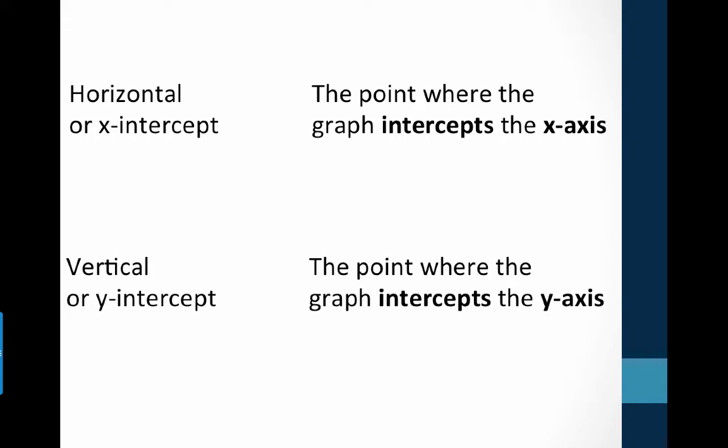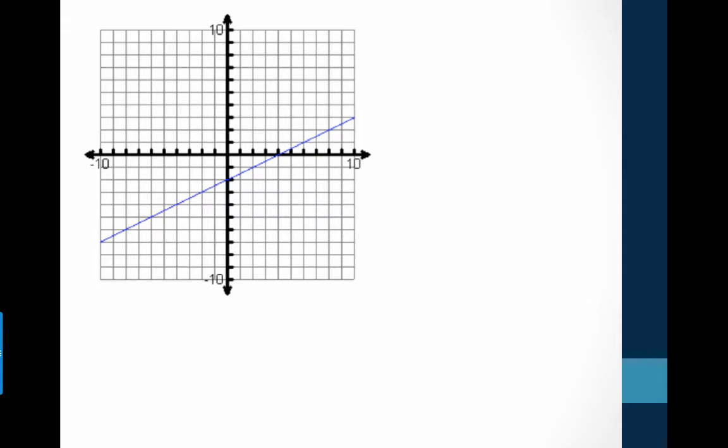In this section, we are going to talk about x and y intercepts, also called the horizontal and vertical intercepts. The horizontal or x-intercept is the point where the graph intercepts the x-axis, and the vertical or y-intercept is the point at which the graph intercepts the y-axis. So let's take a look at some graphs.